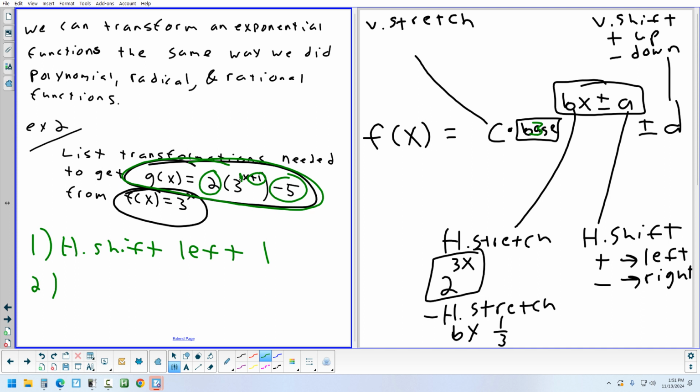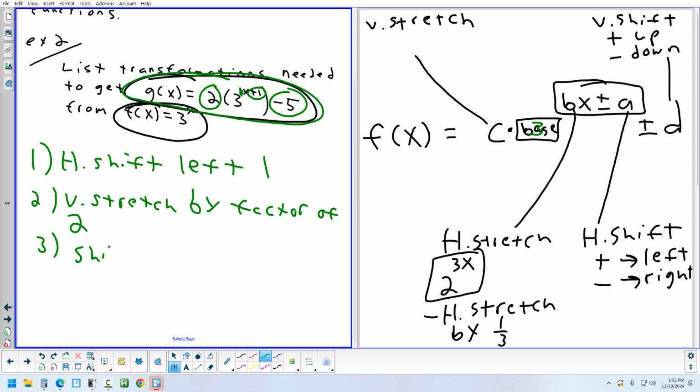So we skip B. Is there a number in the spot for C? Yeah. A vertical stretch of 2. So vertical stretch by factor of 2. While we're looking at it, let's look at B and C. Are there any negatives in B and C? No, so there's no reflections. So then would it be a vertical shift down 5? Yes. Those are all your transformations.